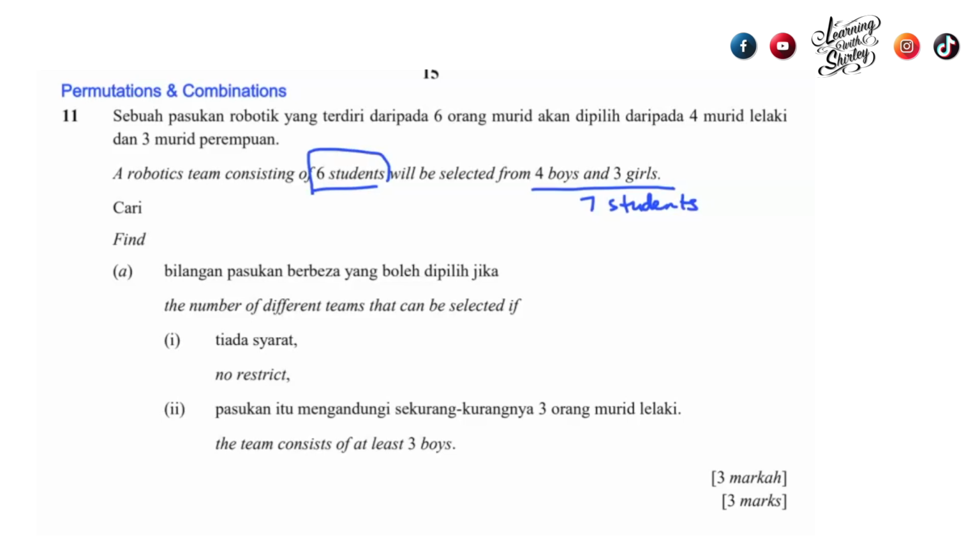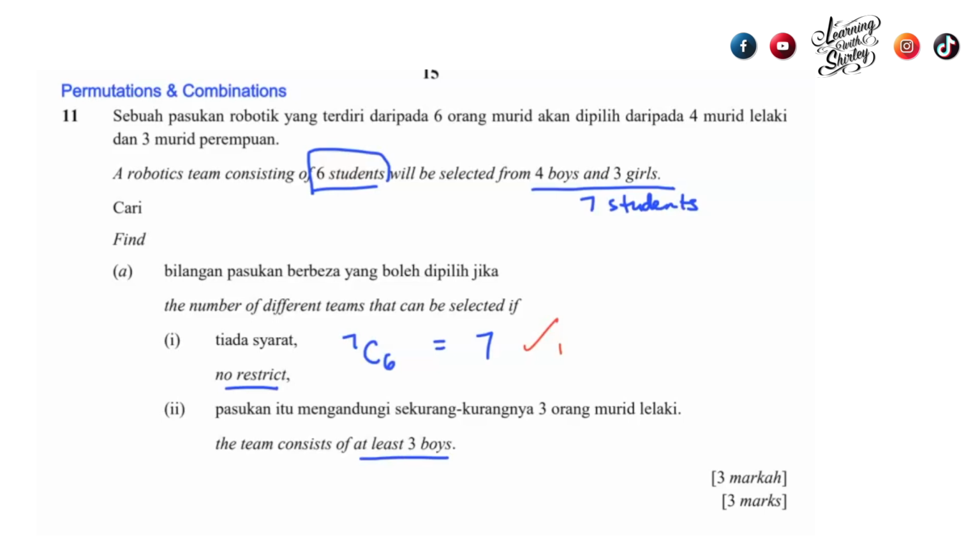So find the number of different teams that can be selected if there is no restriction. Means it's 7C6. Okay, so 7C6 is equal to 7. And this is 1 mark. Then next, the team consists of at least 3 boys.